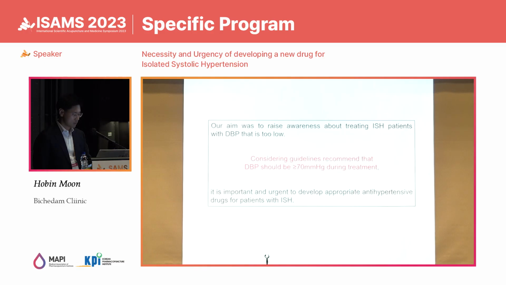Now back to isolated systolic hypertension, ISH. The goal of my presentation today was to say that diastolic blood pressure should not be lowered below 70 during treatment for ISH patients, and that the development of an ISH drug is necessary and urgent.